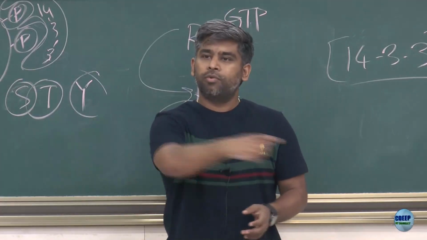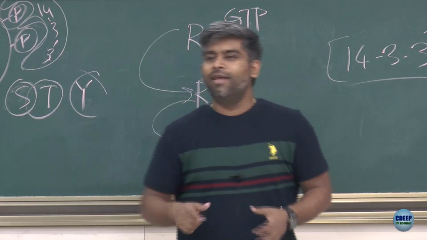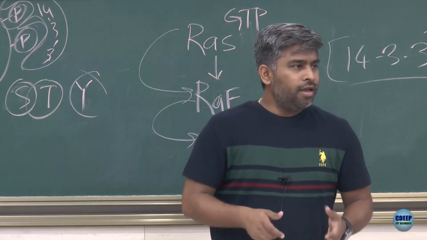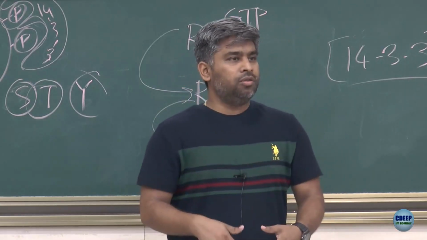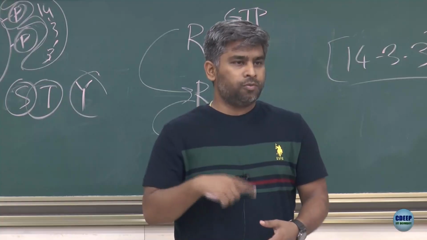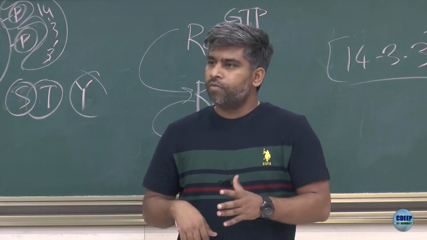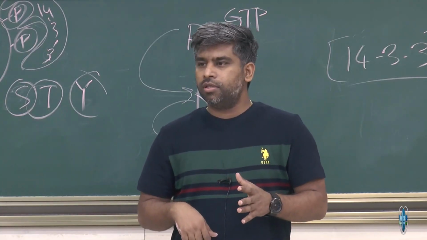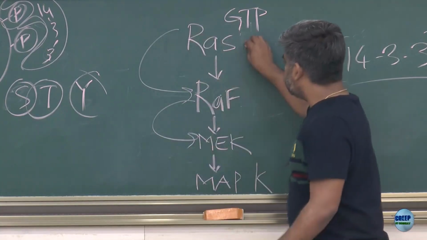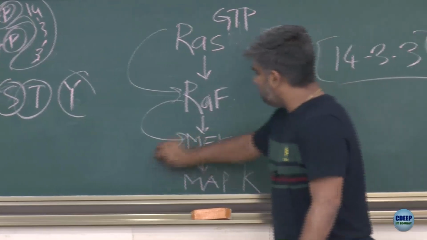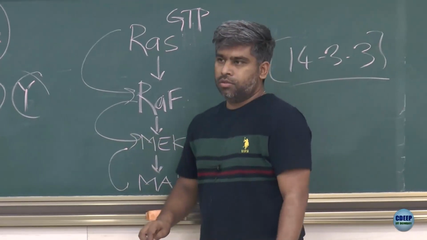Now that it is active, it doesn't have to phosphorylate everything it encounters, but it could do that. It can translocate even to the nucleus, and in the nucleus it can do some phosphorylations, or it can do some phosphorylations in the cytoplasm as well. Is it clear, Durgesh? Did you understand? So remember this: RAS, RAF, MEK, and then MAP kinase.